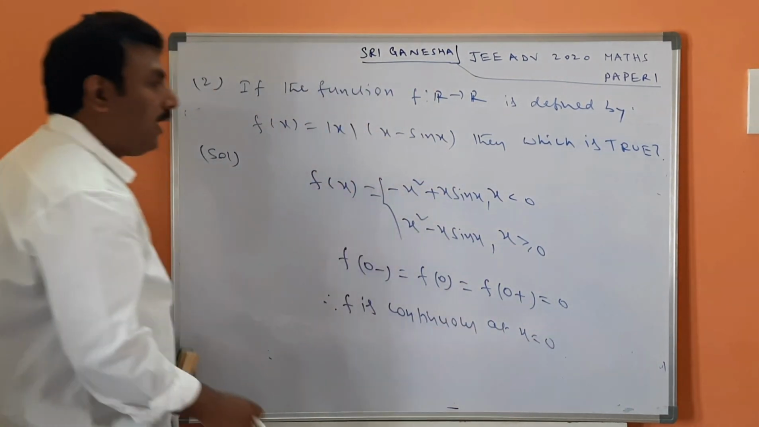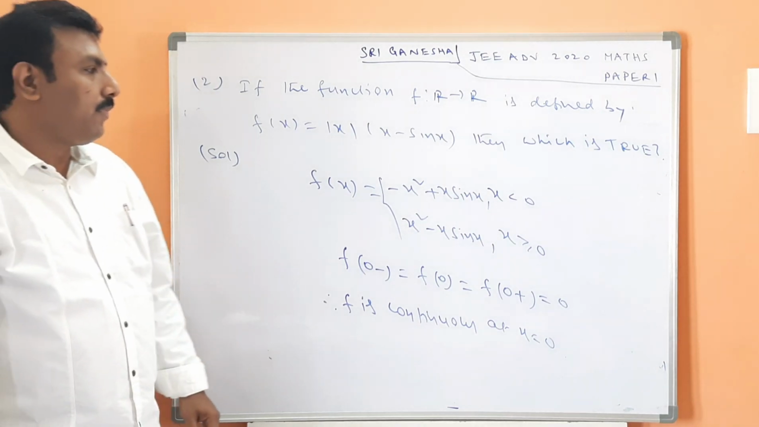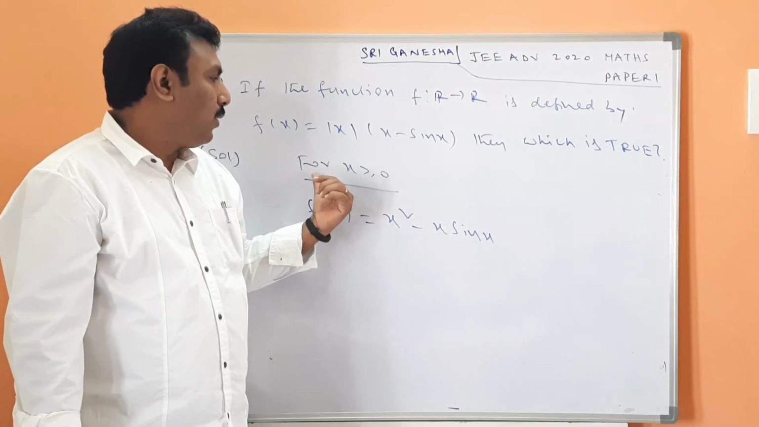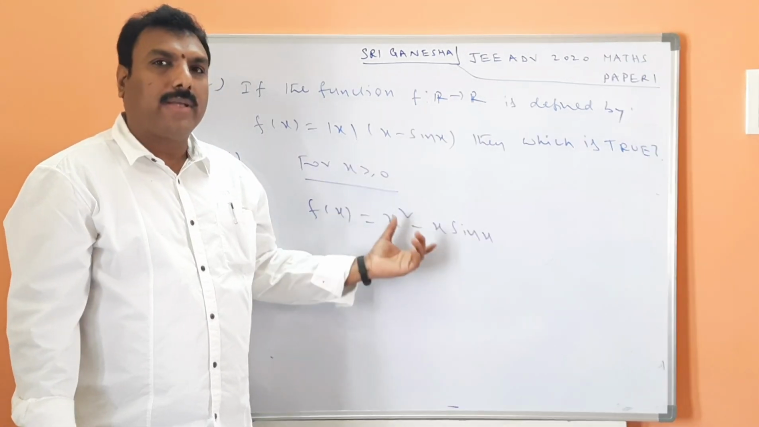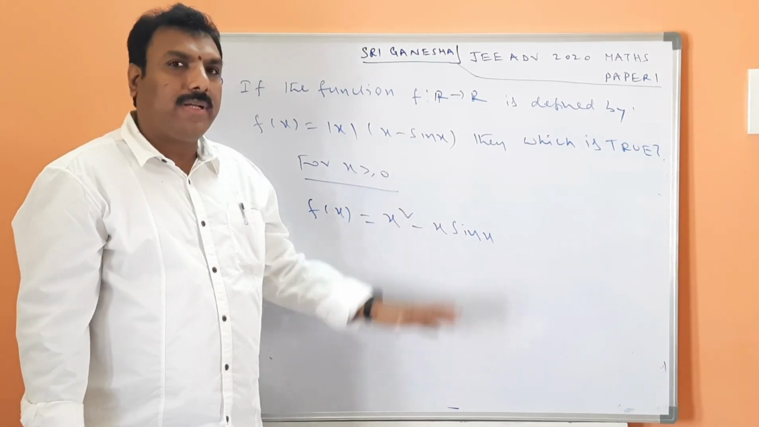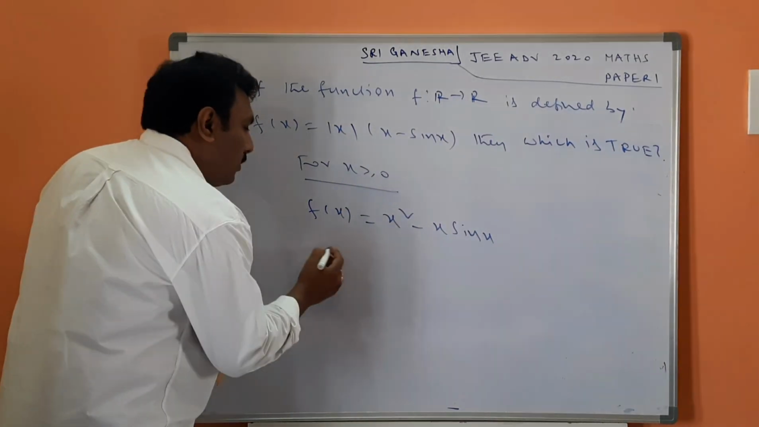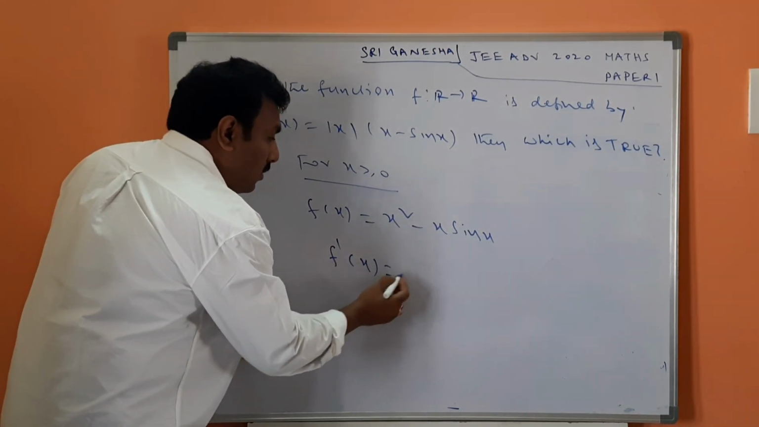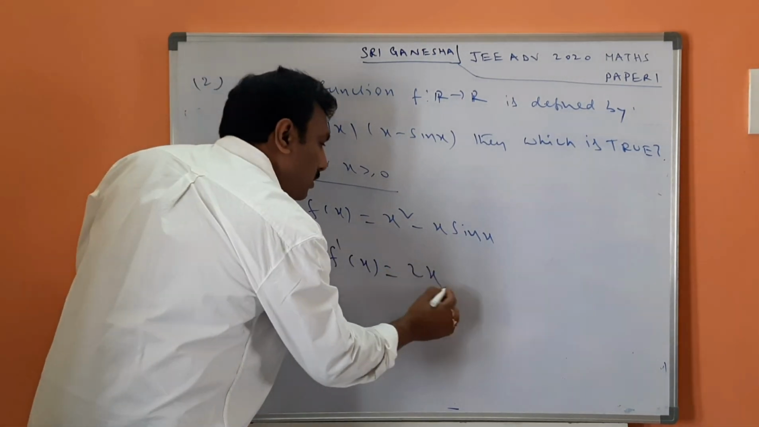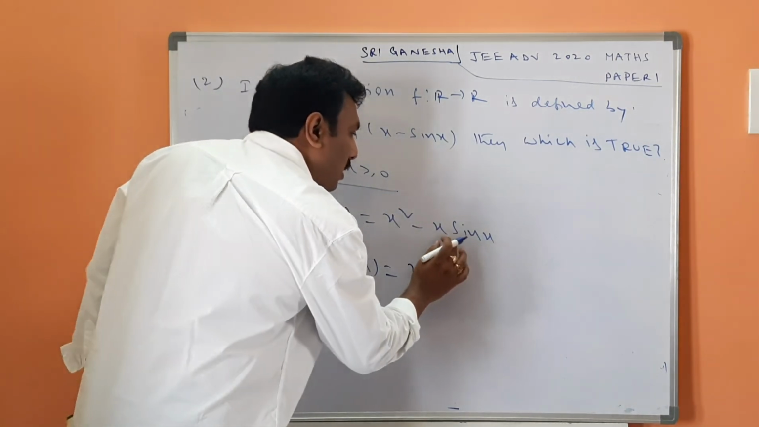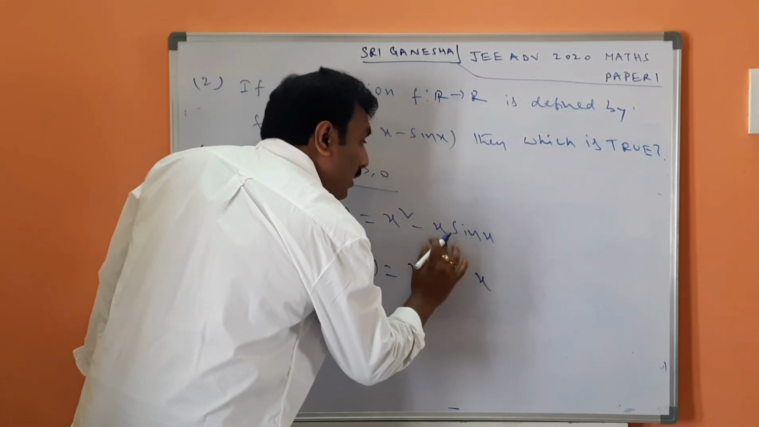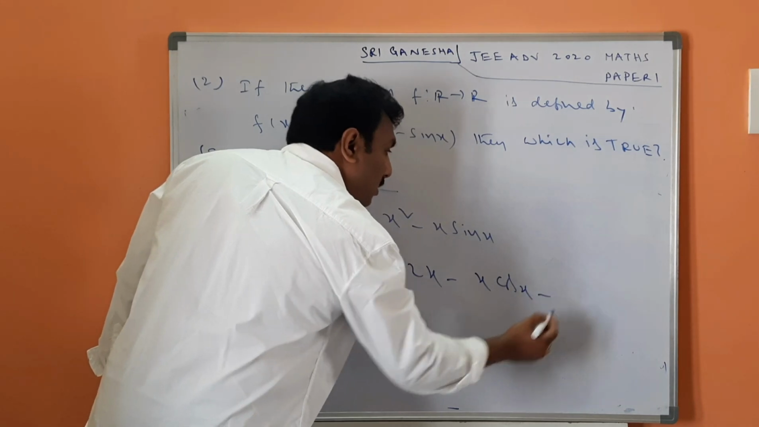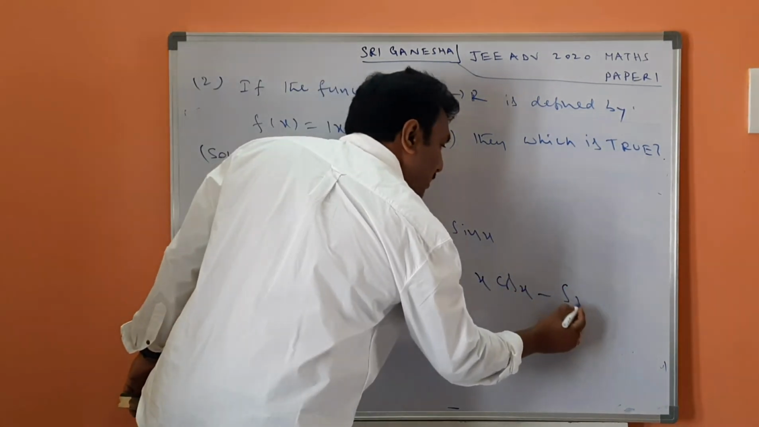So we can differentiate. Now I am taking only the x positive case. Afterwards we can see the negative case. So being it is a continuous function, you now differentiate this 2x, apply the UV rule, x into cos x minus sin x.